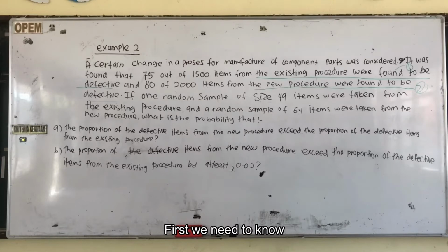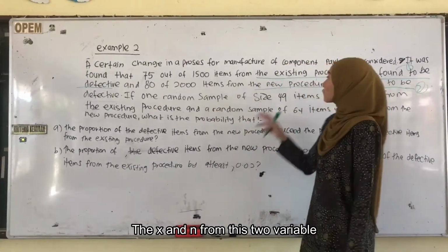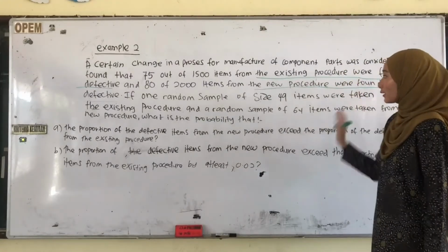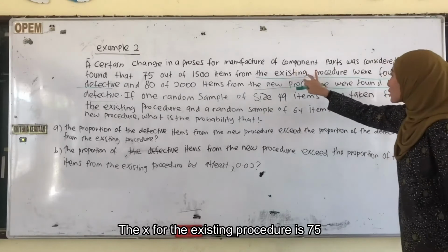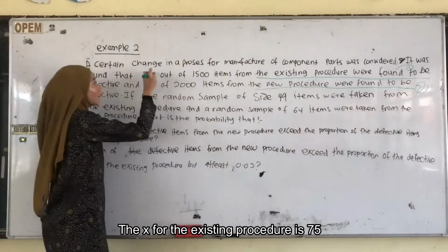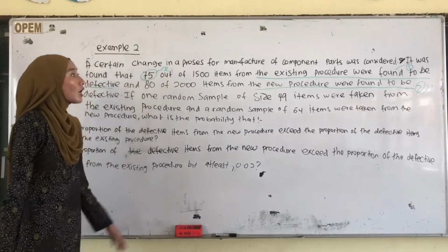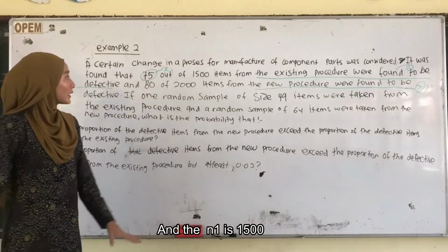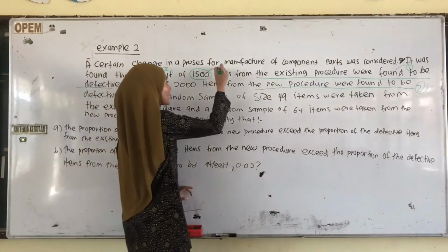Okay, first we need to know the X and N from these two variables. Okay, the X for the existing procedure is 75. This is X1. Okay, and the N1 is 1500. This is N1.